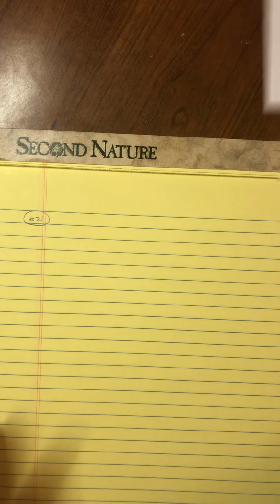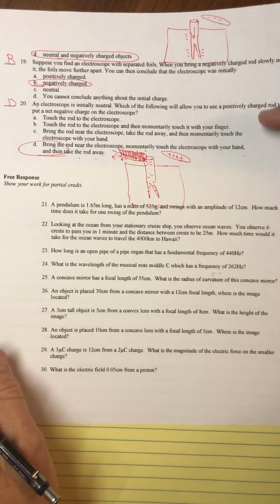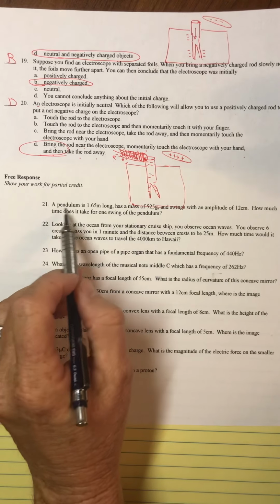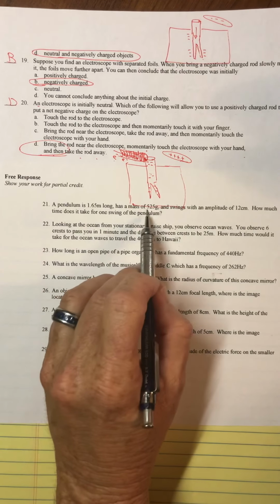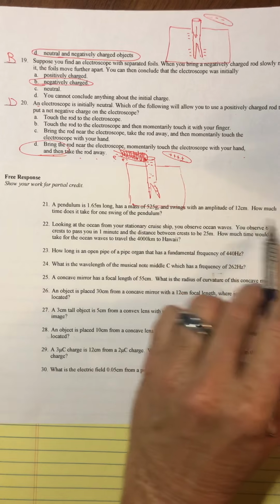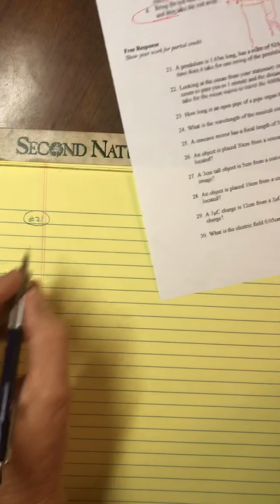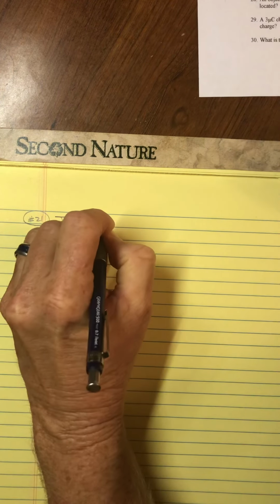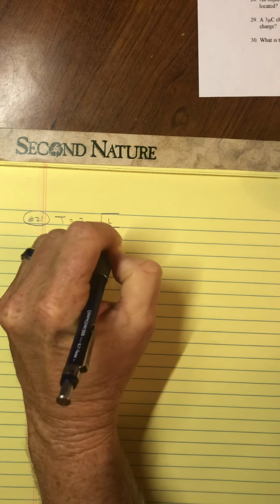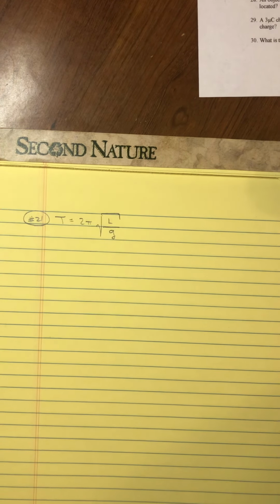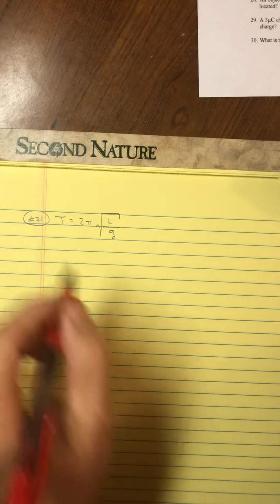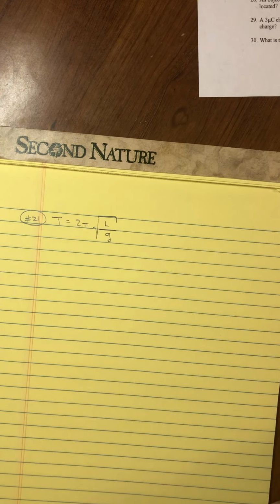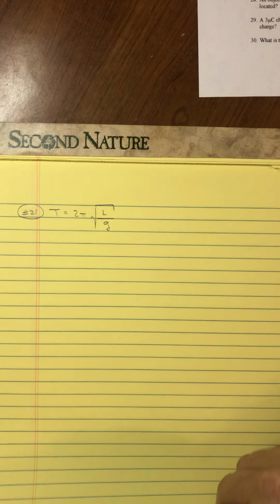All right, so let's look at number 21. 21 says that we have a pendulum that is 1.6 meters long. It has a mass of, and it swings with an amplitude of. How much time does it take for one swing? Well, in the multiple choice, I listed this equation. Now let me list it again. And here is the math on it. Actually, I think it stands out better when I write it in red.